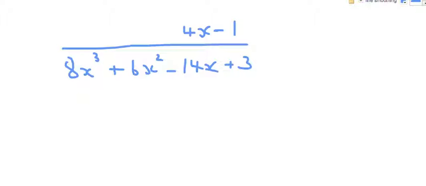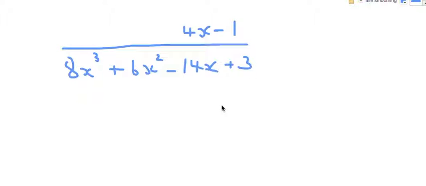So let's have a look at the cubic first. I'll just set you a question to do there. I've already set it up for you, which is 8x cubed plus 6x squared minus 14x plus 3. You want to figure out what you're going to get when you times it by 4x minus 1, or what you'll get when you divide that cubic by 4x minus 1. The first thing is to determine whether it's a factor or not. How would you do that? If it's a factor, what would be the solution that you'd put in?